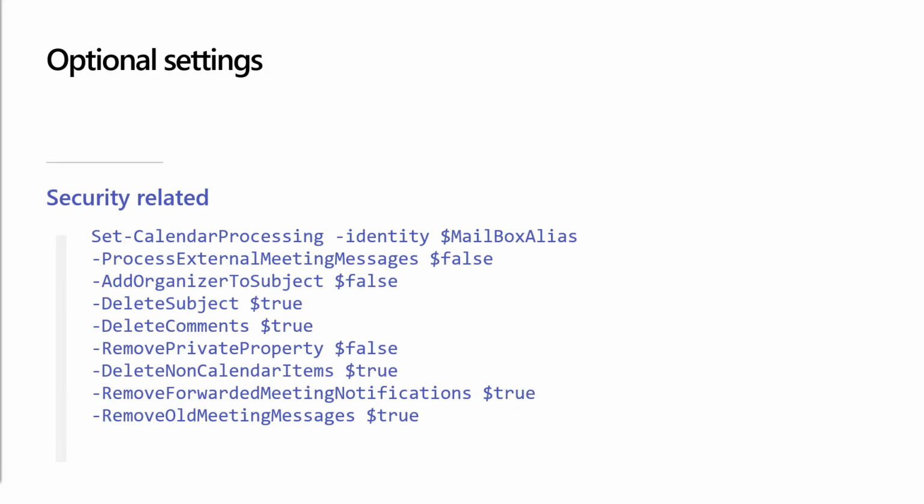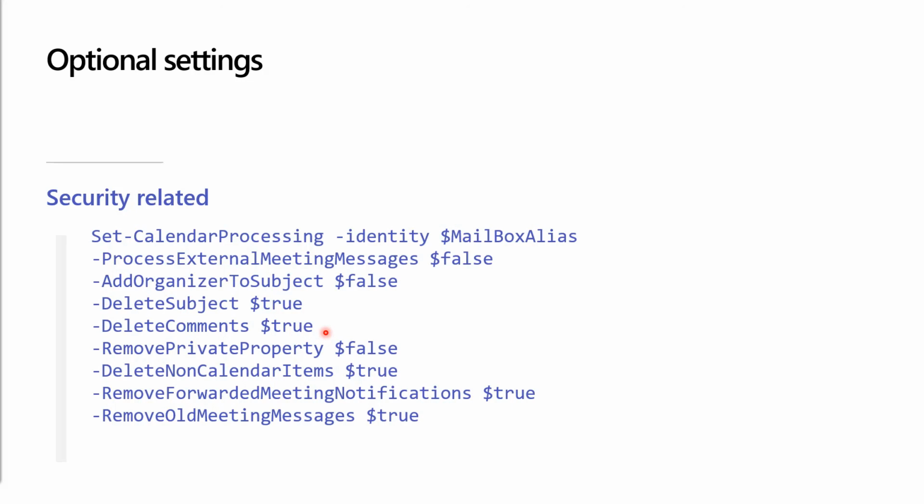So here are the security-related changes. A couple of key things that we haven't gotten to yet is delete non-calendar items. So any emails, even if they're not calendar invites, any emails forwarded to that mailbox, they should be deleted. Here we're going to delete subject and delete comments, $true. The whole point of this is that in a meeting invite, there may be an agenda and other information that is very sensitive. So by setting these values, the mailbox will immediately delete all of that information and not keep it.